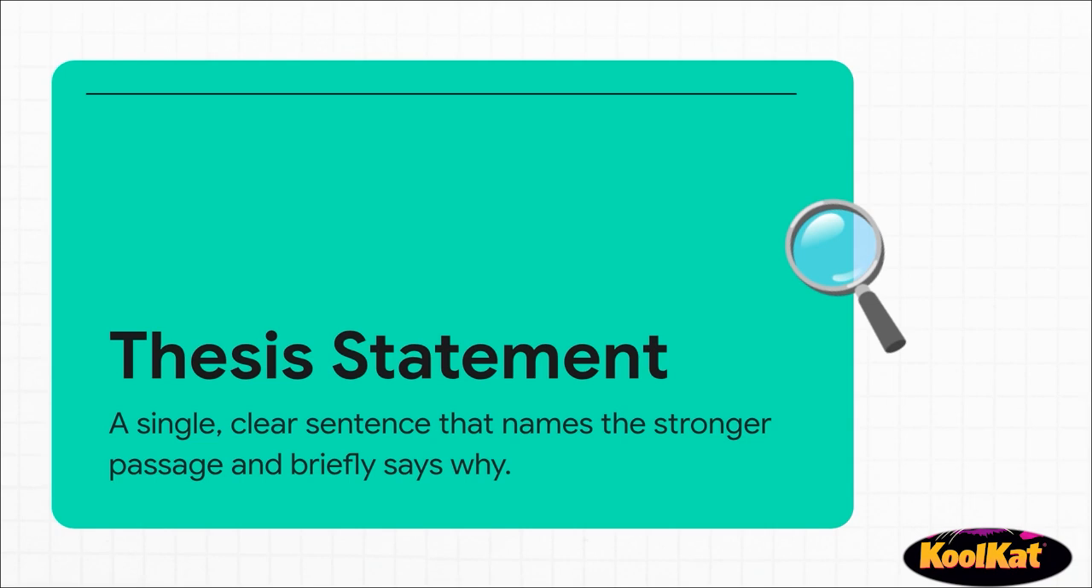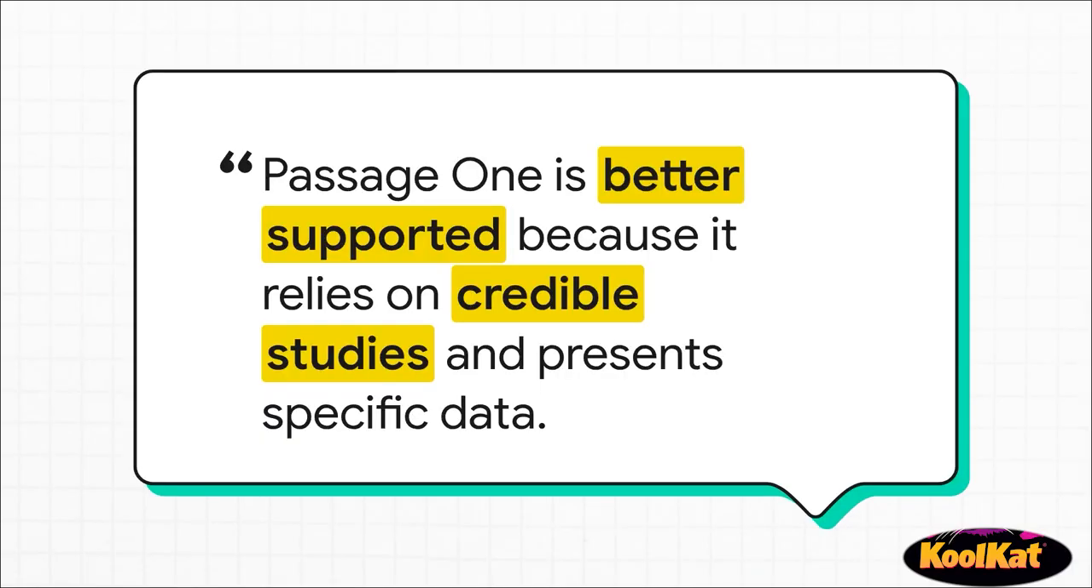This is just one clear sentence that does two things. It names which passage is stronger, and it tells the reader, briefly, why. Here is a perfect example. See how direct and specific it is? It flat out says passage 1 is better supported, and then it gives the reasons why. Because of its credible studies and specific data, this one sentence is basically the roadmap for your entire essay.